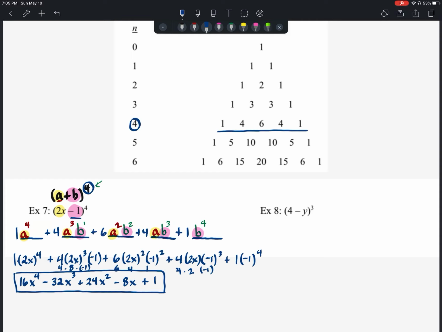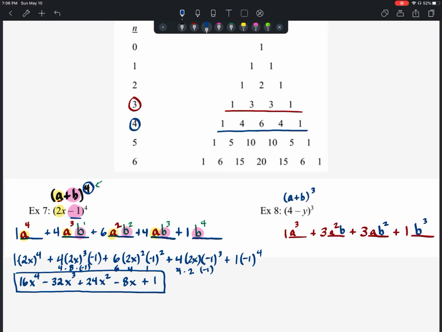Moving into example 8, we have (4 minus y) to the 3rd power. Again, we want to treat it as if it's (a plus b) to the 3rd power. When we look at our row 3 here, that means we're going to have 4 terms, just like we were saying. We'll go ahead and do 1, and I won't write the letters in there. You can start writing the letters in if you're comfortable with that, but I'm going to just write out the coefficients first. 1 plus 3 times something plus 3 times something plus 1 times something. Our a value here should end up being the 3rd, the 2nd, the 1st, and then no a's. B should be 0, b to the 1st, b squared, and then b to the third power.